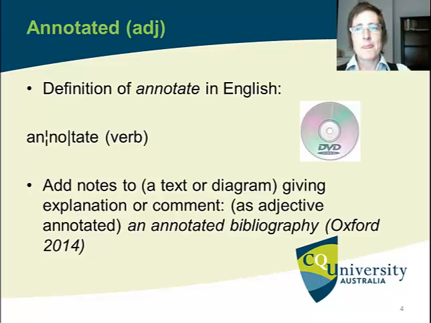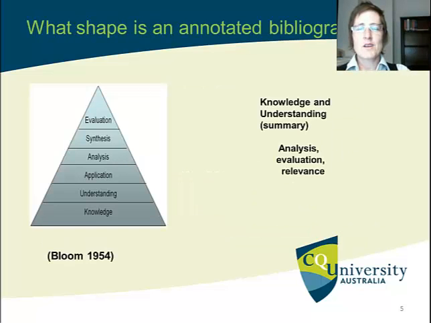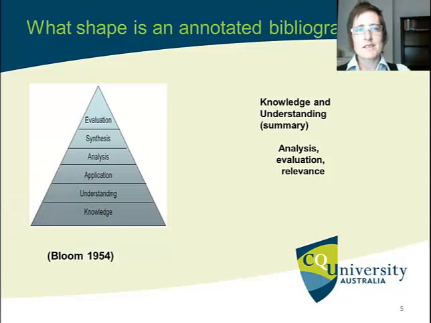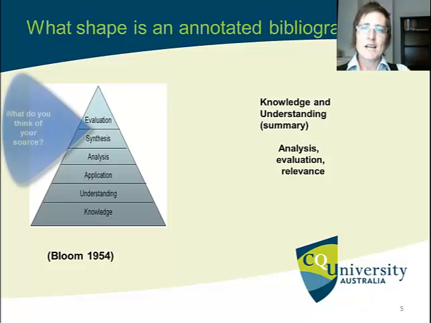So let's look at the shape of an annotated bibliography, and we'll rely on Bloom, who is a learning theorist, and he said knowledge is at the bottom of learning, and at the top we have evaluation. That's quite similar to what we just spoke about with your movie. Start with the knowledge and the understanding of the plot. This is what happens, and then these people do these things. And at the top we have your analysis, your synthesis or linking of it, and your evaluation of it. So that's the shape Bloom believes learning comes in.